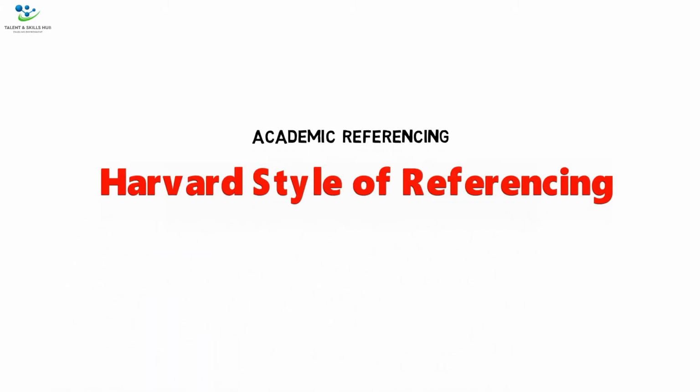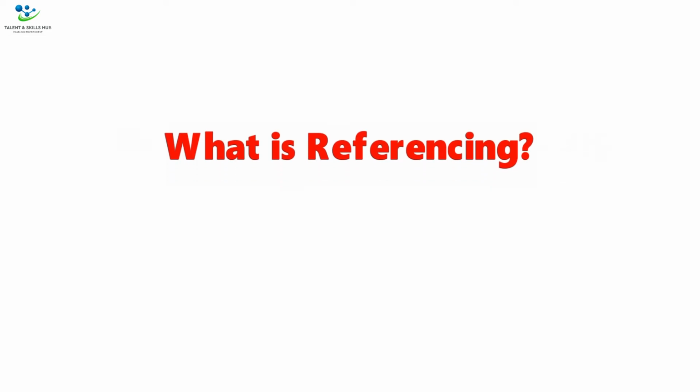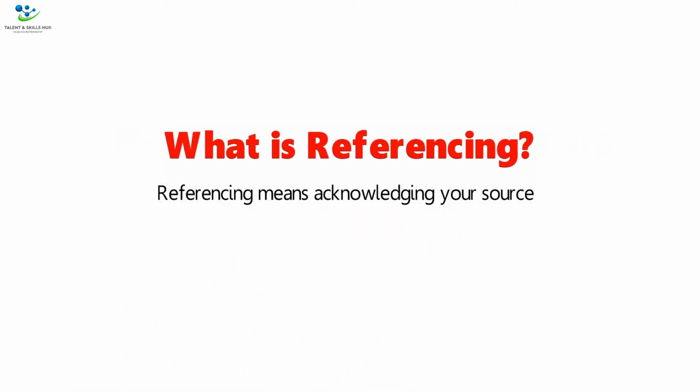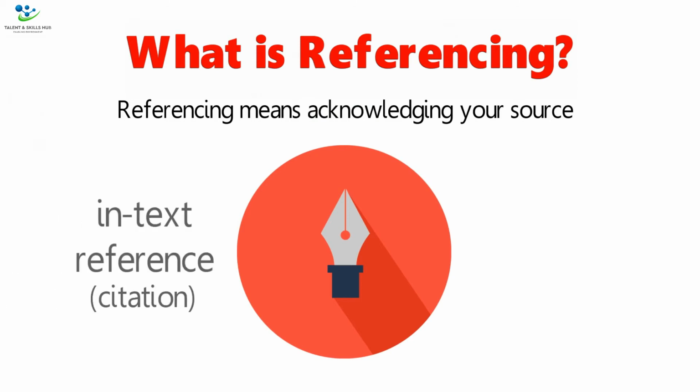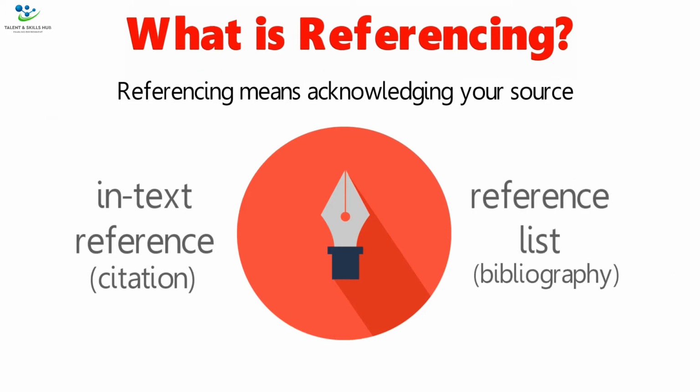Academic referencing, Harvard style of referencing. Referencing means acknowledging your source in the body of your work, that is, in-text reference or citation, and linking your citations to your list of works cited, that is, reference list or bibliography.